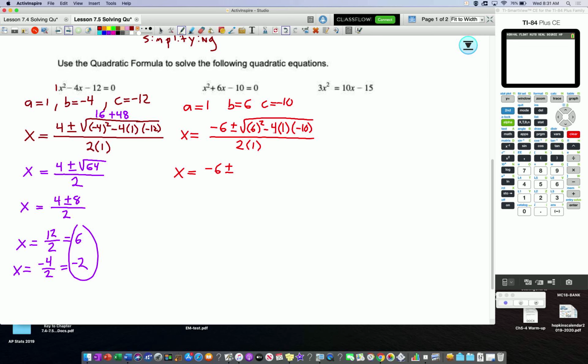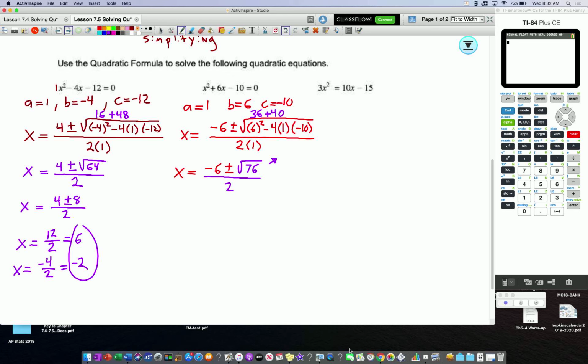So now I have to do that square root part again. 6 squared is 36. Negative 4 times 1 times negative 10 becomes a positive 40. That adds up to the square root of 76, all over 2. So now what you have to think about is the square root of 76.